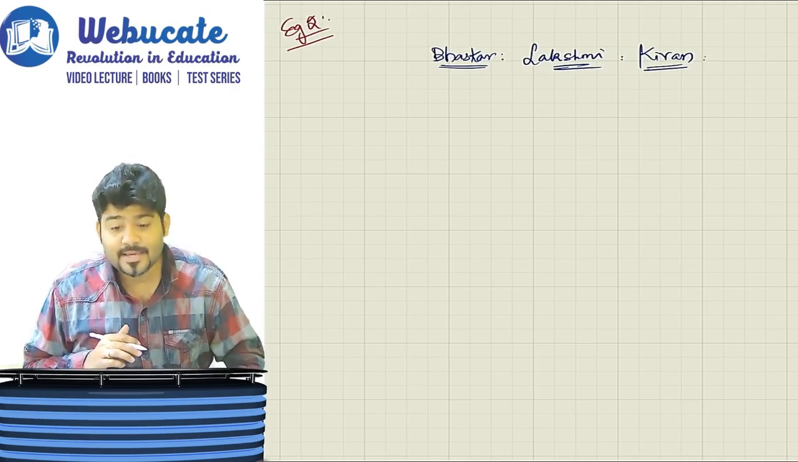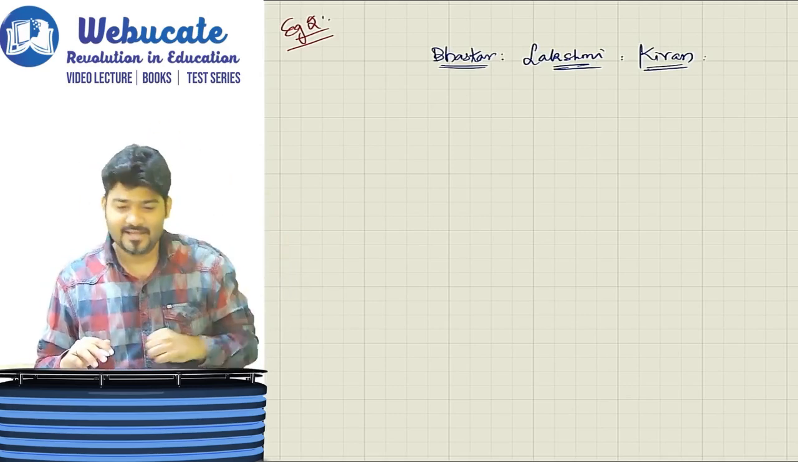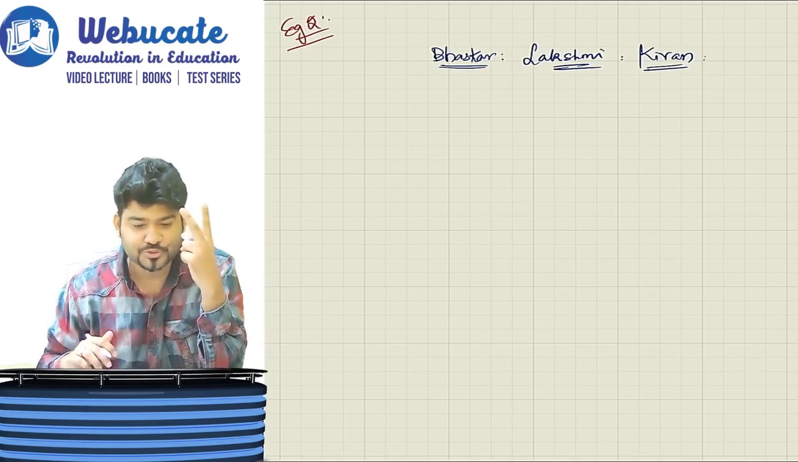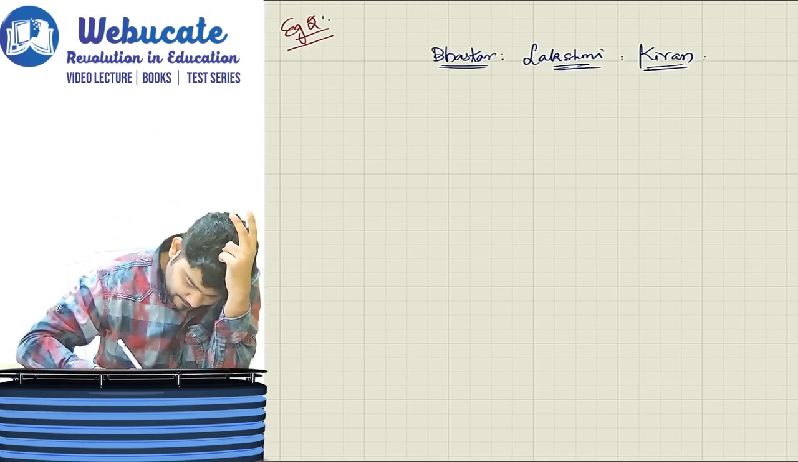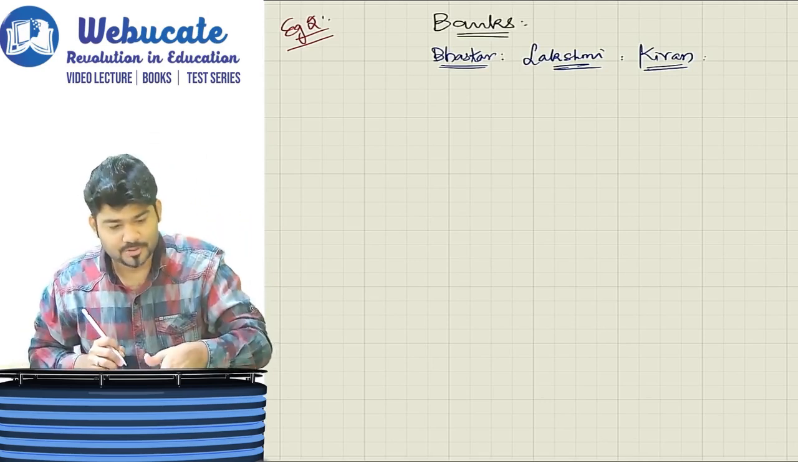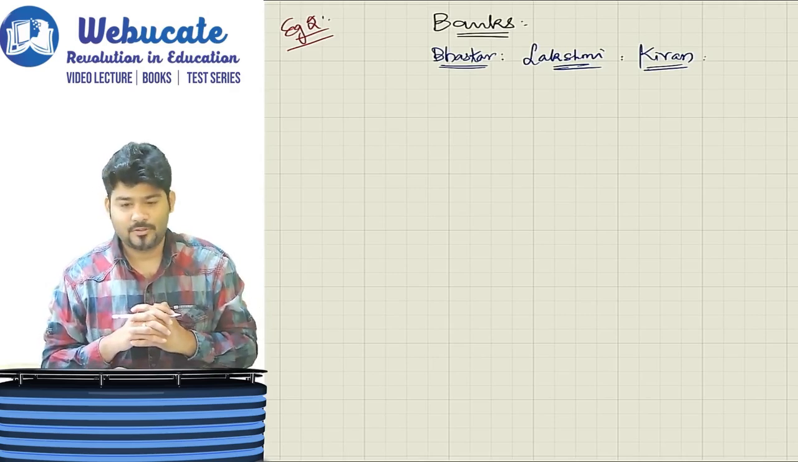Bhaskar, Lakshmi, and Kiran. These are the 3 new people that we have. And here starts my example number 2. Example number 2 is related to banks. Are we ready? Sure, let's start.